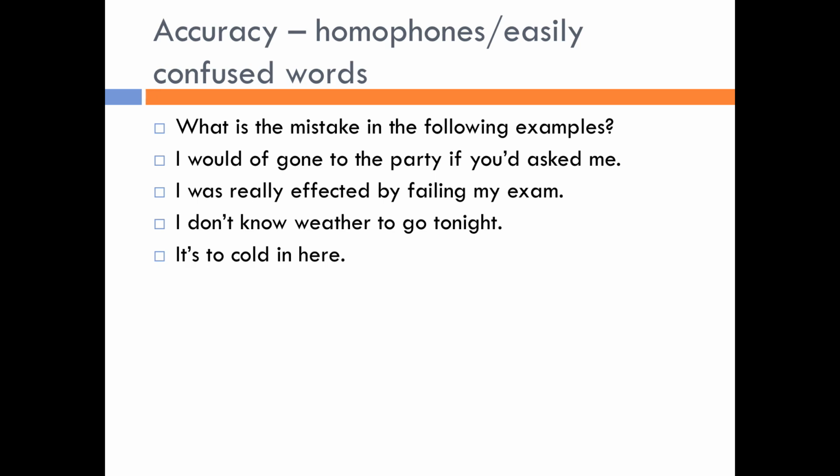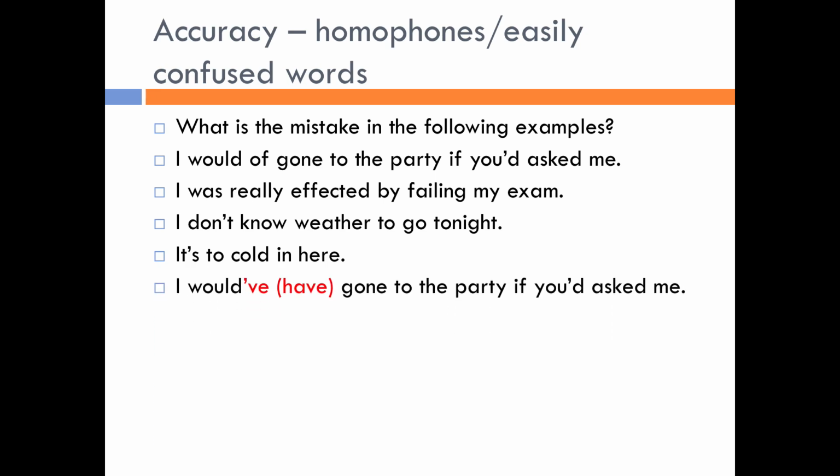The first one: I would have gone to the party if you asked me. Very common mistake. It should be: I would have gone to the party if you had asked me. I think it comes through the fact that when you speak it, 'I would have' sounds like 'I would of'. It's not a homophone as such, but it's a very common mistake, so be aware of that when you're using the shortened form.